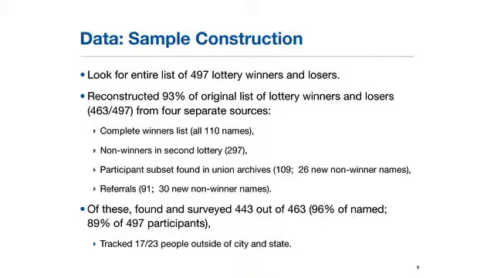So we know 110 from them. We know that there were 297 who signed up to participate in another lottery, right? So you could only be in that lottery if you were in the first one. And so there are 297 names that came from that.